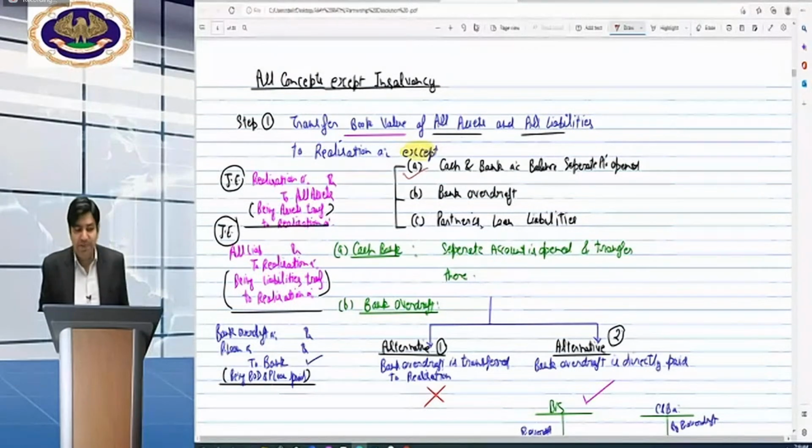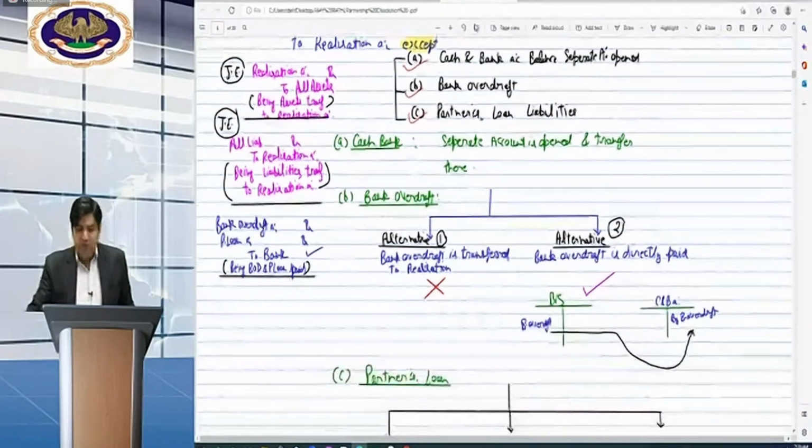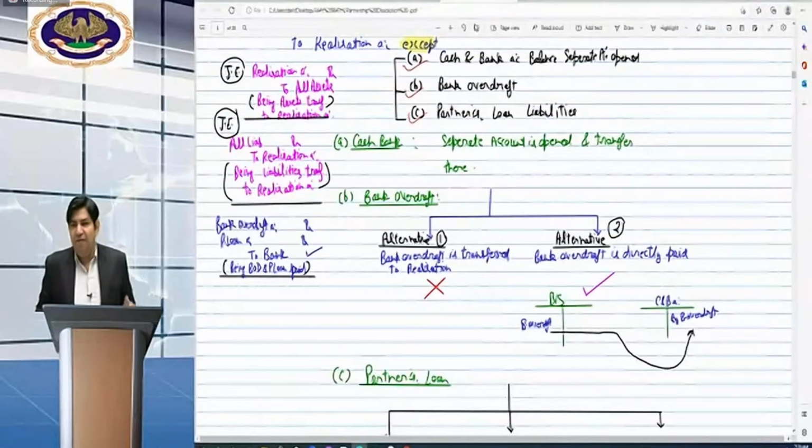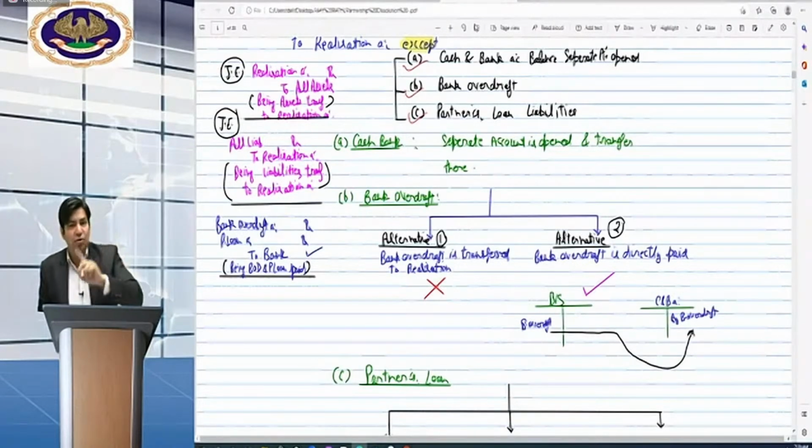Now, the next part is bank overdraft. And another part is partner's loan. So how will we deal with this? Okay, the PDF is there and you have just downloaded it. Okay, beta. Now leave the topic. Now coming to the main part of the discussion. Remember, everything is here. You only have to read. Beta, cash and bank account is separately opened? Yes, sir. That's the reason we are not transferring. Yes, sir. Because everything is being realized.